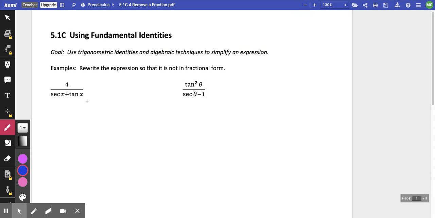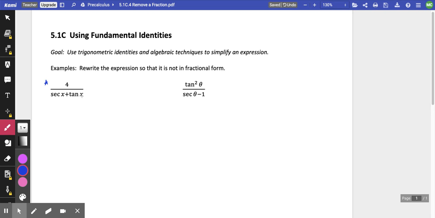Another cool thing that we can do using these trig identities is we can take something that's got this big nasty fraction in it with a nasty denominator, like this one here on the left, and we can do some manipulating to make the fraction disappear. So it's going to be a whole lot easier to work with.